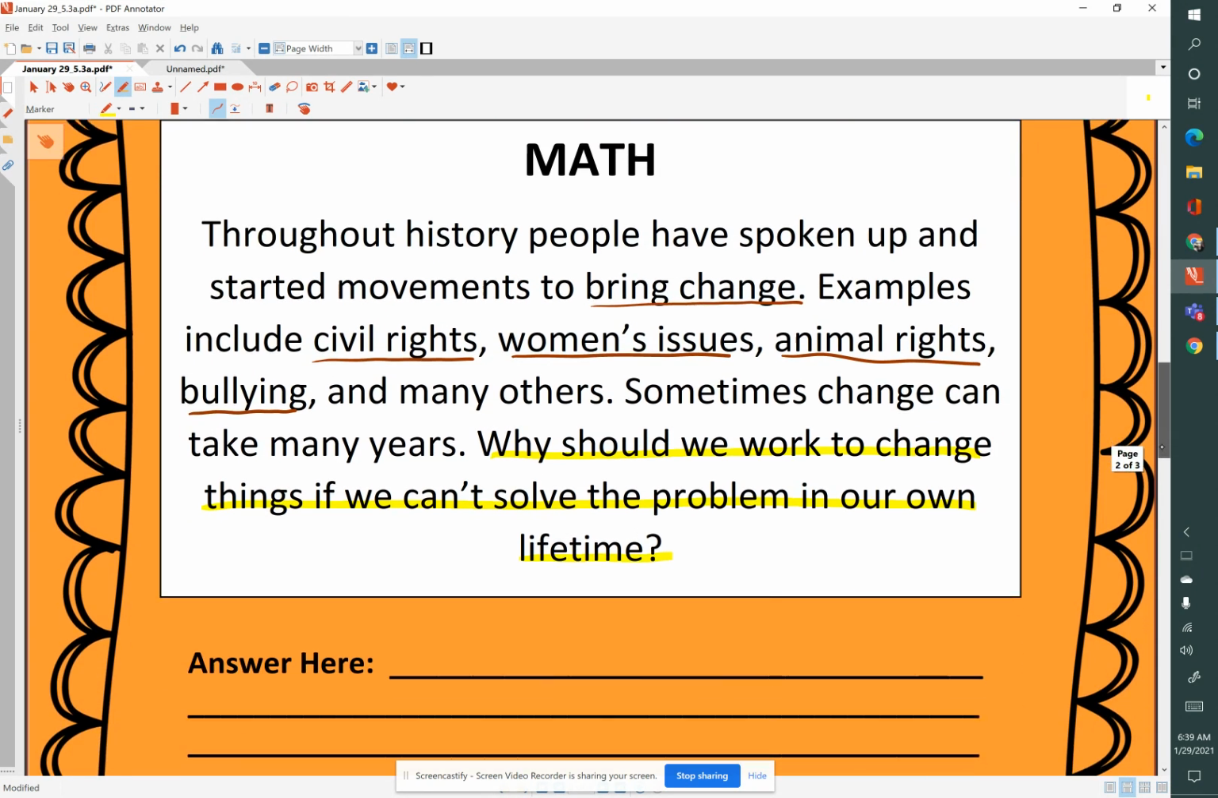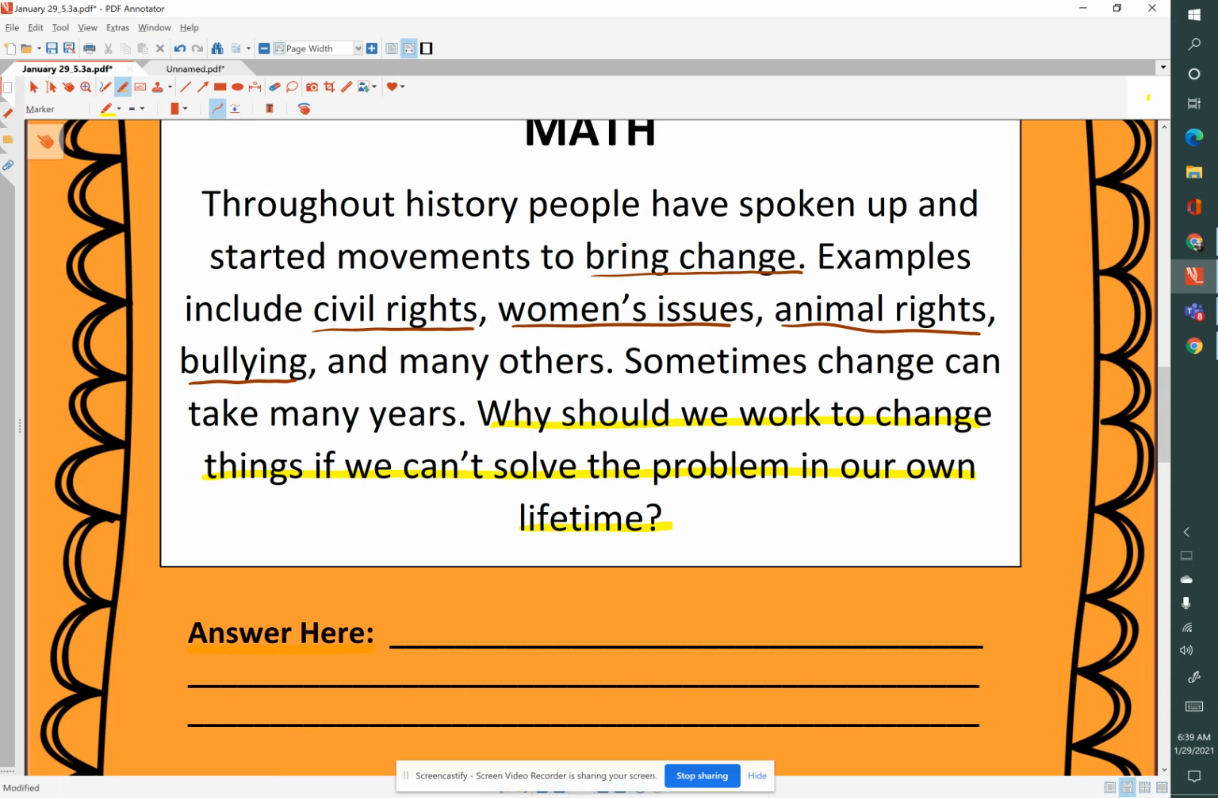I want you to think about that, and I want you to answer right here. Remember, if we don't start that work now, that work may never get done. And that work, whatever issue that's important to you, will always be an unbegun work, not just an unfinished work, but it will be a work that was never started. So sometimes you really have to start something on faith. I may not get this solved in my lifetime, but I can start to put change into effect. And that's what a lot of great leaders that have gone before us have done. So I want you to please think about that question. Why should we work to change things if we can't solve the problem in our own lifetime?